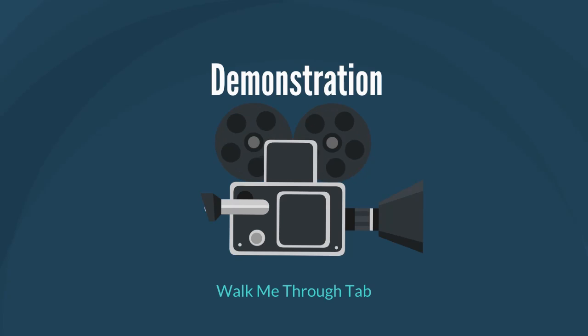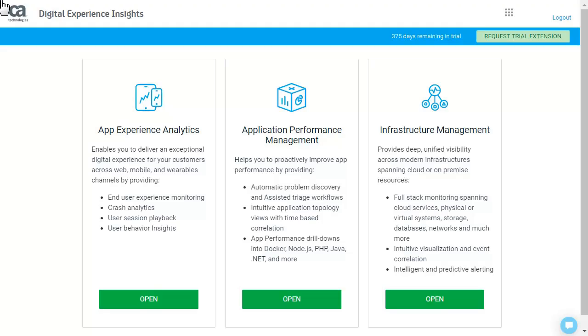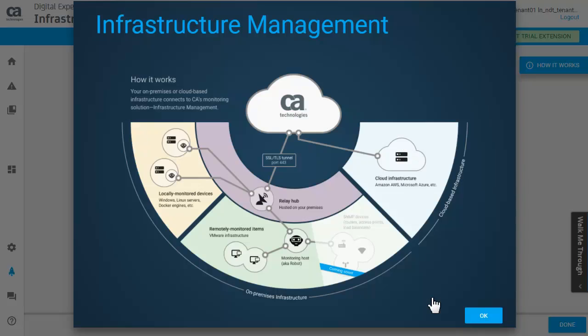In the following demonstration, you will take a tour of infrastructure management using the provided Walk Me Through tab. After logging into CA's Digital Experience Insights, we are presented with the three capabilities: App Experience Analytics, Application Performance Management, and Infrastructure Management. For this demo, we will focus only on infrastructure management. The first time you log in, the Infrastructure Management How It Works page is shown. Here you have a detailed outline of how your on-premises or cloud-based infrastructure connects to CA's monitoring solution, Infrastructure Management.